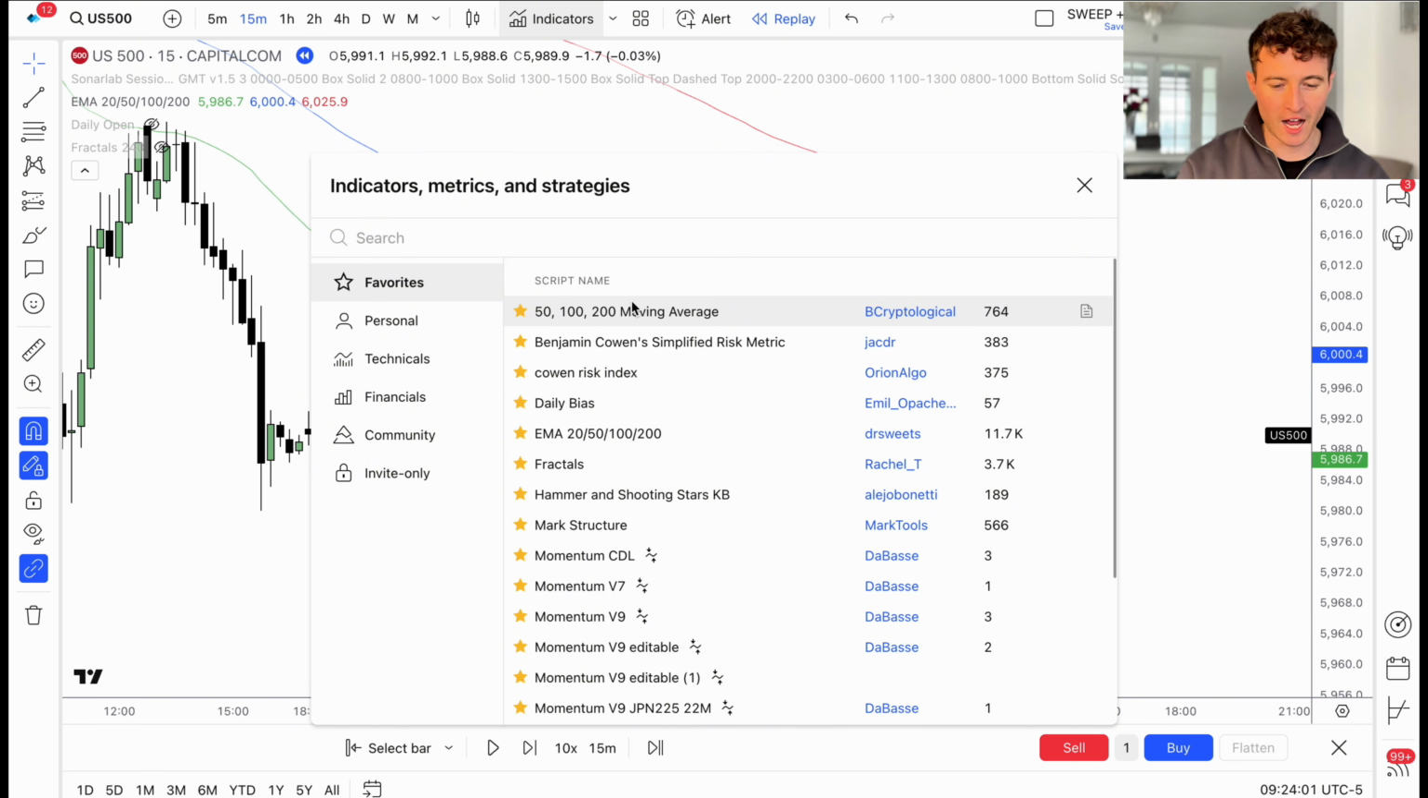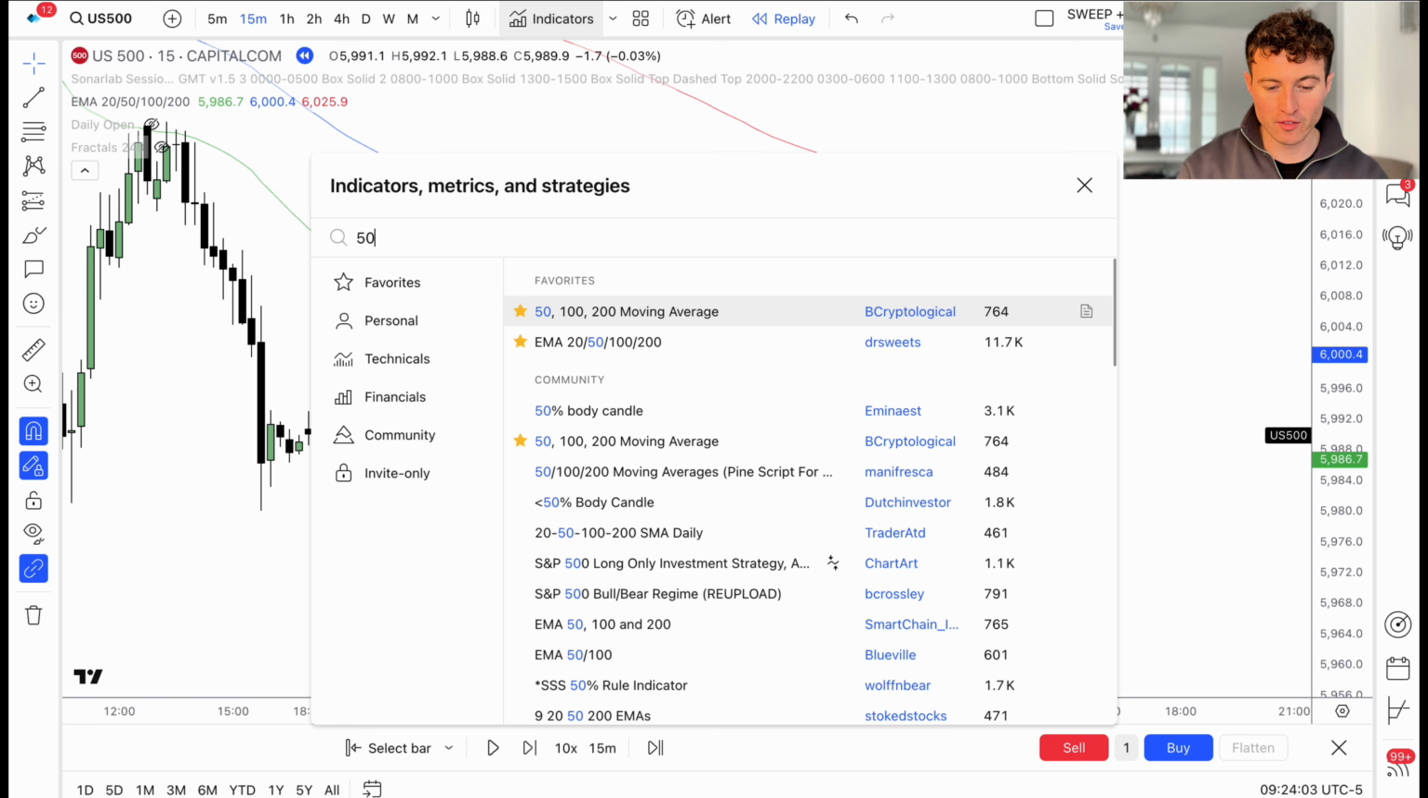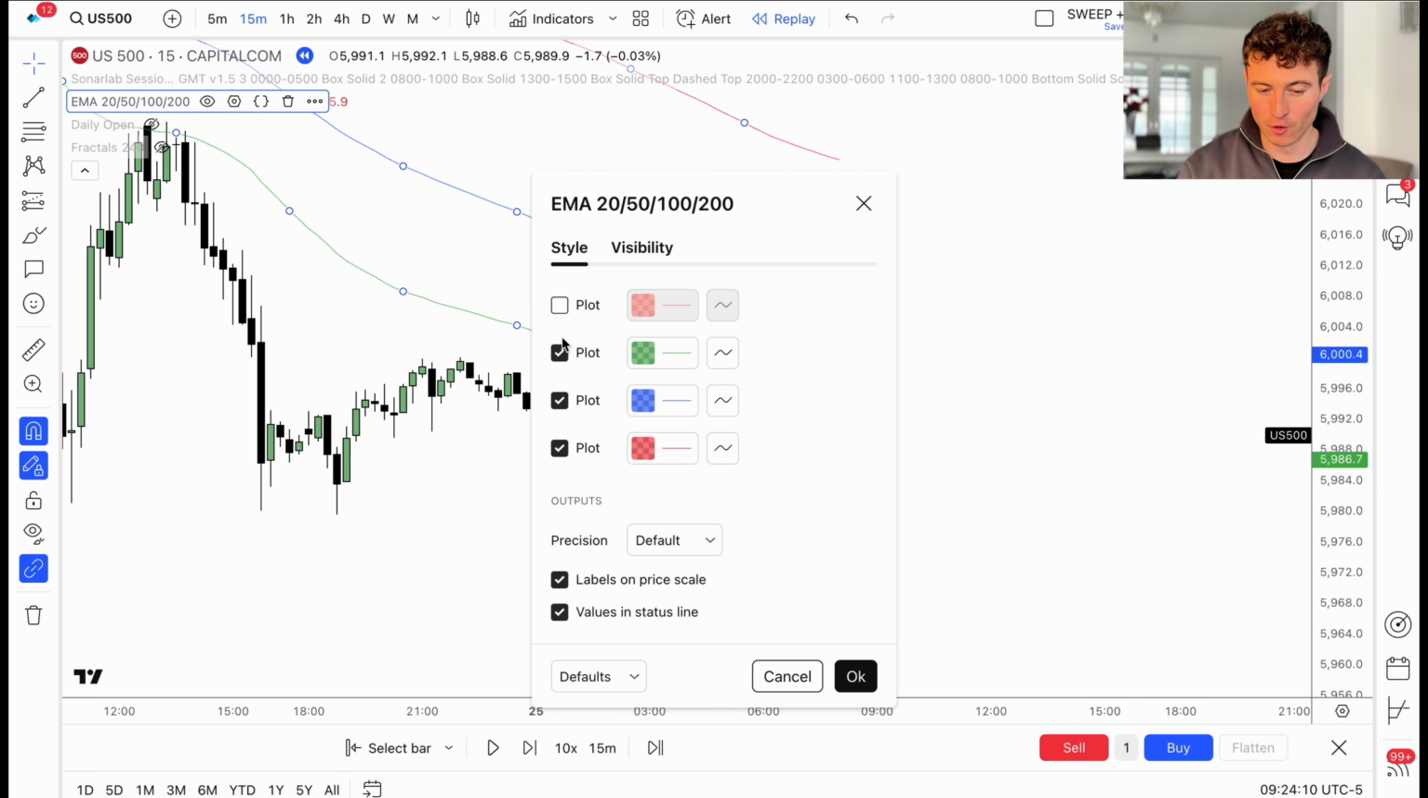And you can simply add these to your charts. It's literally the EMA 20, 50, 100, and 200 by Dr. Sweets. And when you open the indicator up, you only need the bottom 3. This is the 50, 100, and 200 EMA.